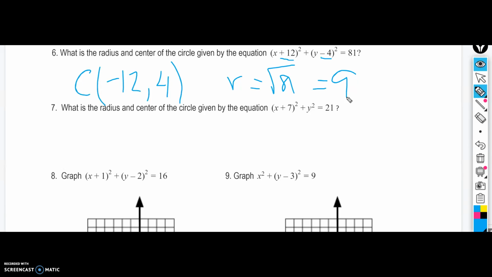Looking at 7, again, this is going to be its opposite. So negative 7 is my x value. My y value, I don't have one written, but remember up above, that means that it's just 0. And my radius is the square root of 21, or it's a decimal, but that decimal doesn't really mean a whole lot to me, so I'm just going to leave it as the square root of 21.